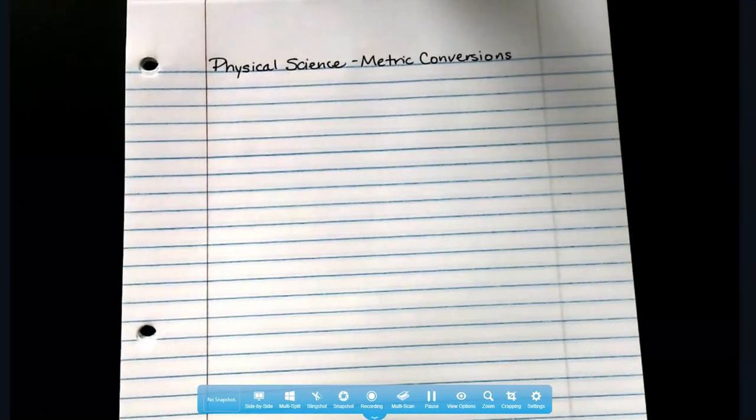Okay, today we're going to go over some practice problems on metric conversions. Let's start with some simple ones here. Let's go.